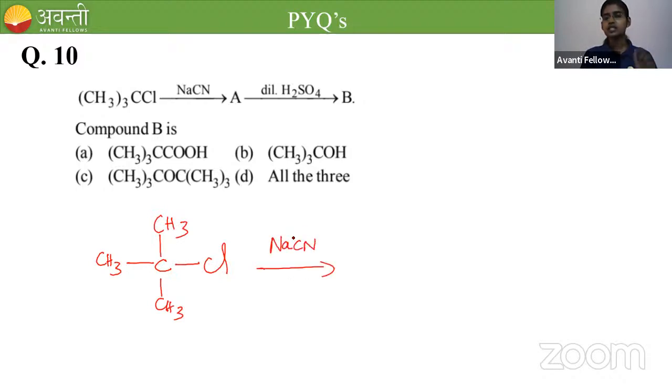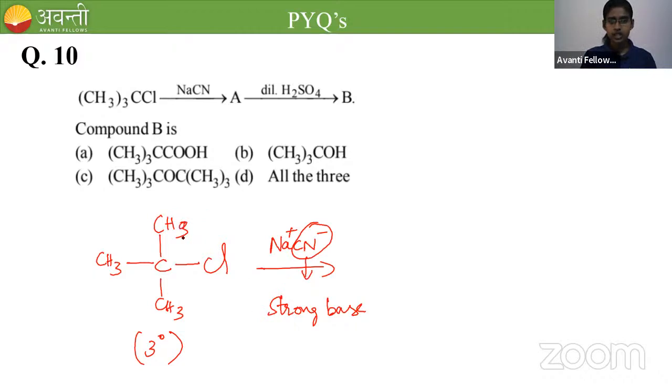So NaCN is the nucleophile, Na plus and CN minus. And the CN minus is the strong nucleophile, or we can say it is a strong base. So what will the strong base do? The strong base will go and eliminate one of the hydrogens from the adjacent carbon. Since the system is a tertiary alkyl halide, instead of substitution, it will go and eliminate. So I can take one of the hydrogens out.